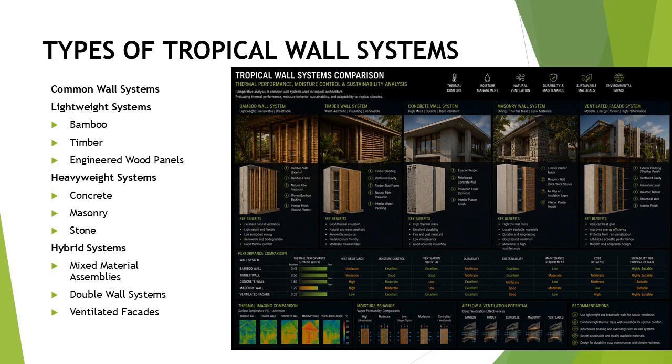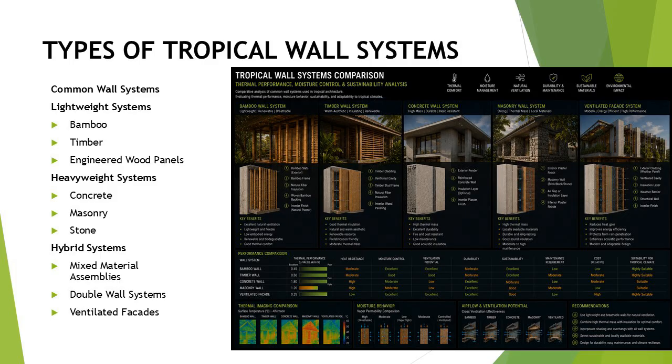Wall systems can generally be categorized as lightweight, heavyweight, or hybrid. Lightweight systems respond quickly to environmental changes. Examples include bamboo, timber, and engineered wood products. These materials typically store less heat. Heavyweight systems include concrete, masonry, and stone. These materials possess higher thermal mass. Thermal mass can be beneficial or problematic depending on climate conditions and design strategies.